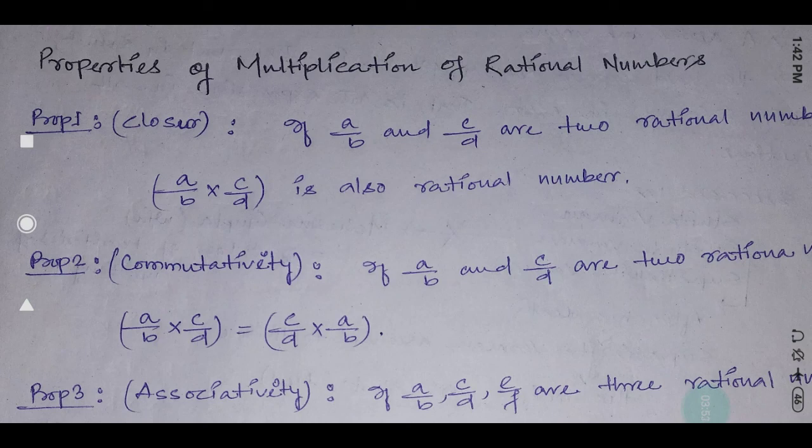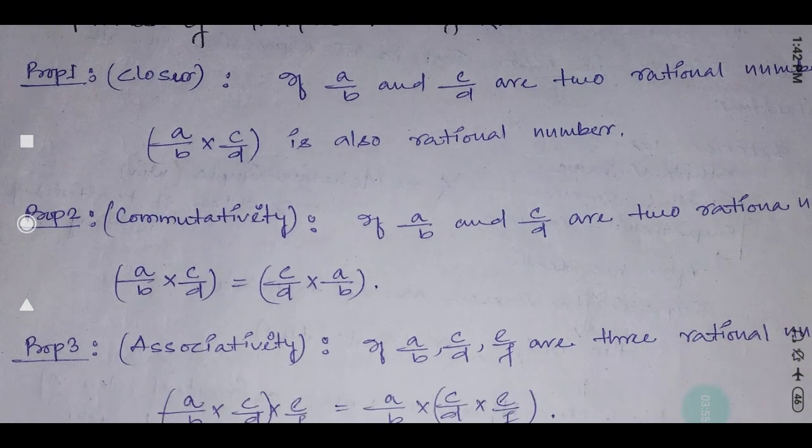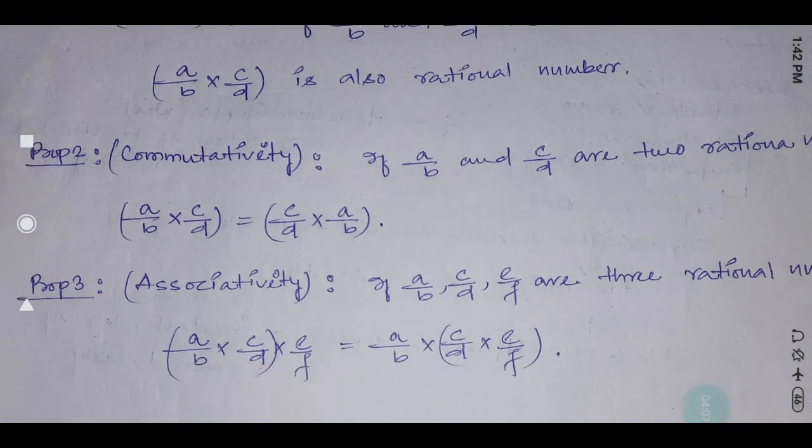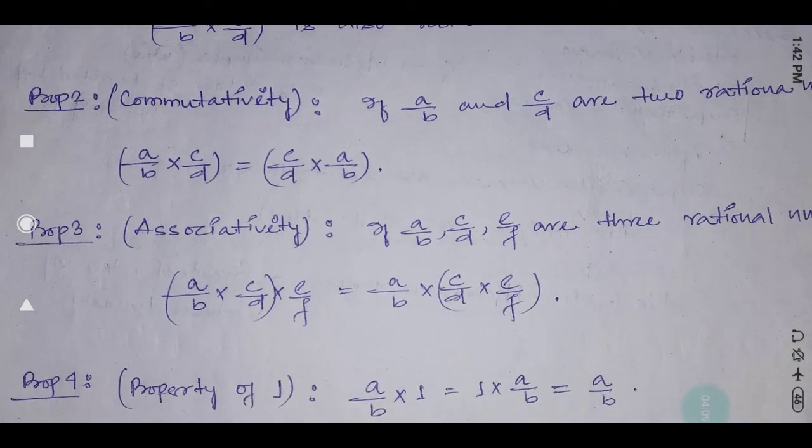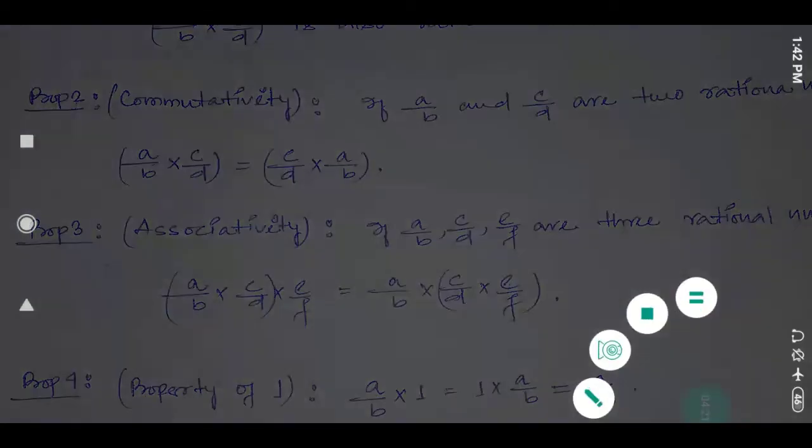Property 2: if a by b and c by d are two rational numbers, then a by b into c by d is equal to c by d into a by b. That means if you multiply the same numbers in any order, it will always give the same result. Okay, now the associative property. For the associative property we need three rational numbers, as we also did in the case of addition. So in case of associative, we have to take three rational numbers.